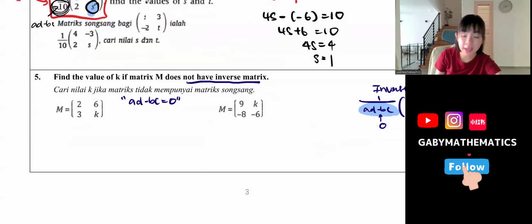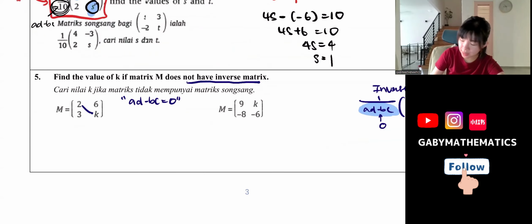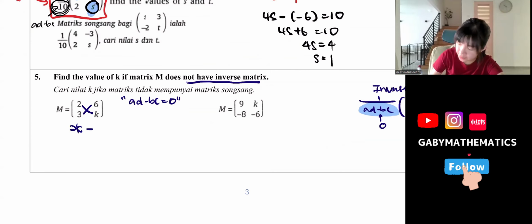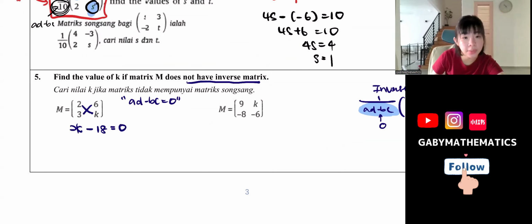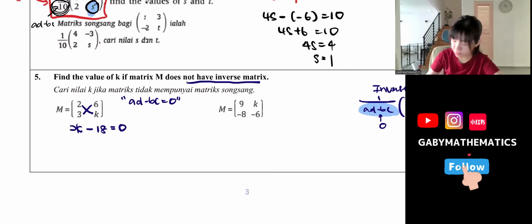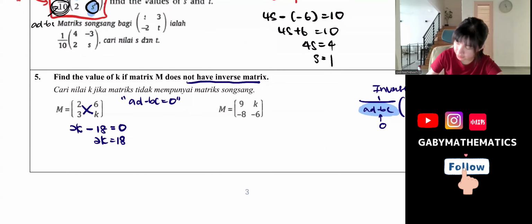Okay, so now you can find K. A times D minus B times C equals 0. 2 times K, 2K, minus 6 times 3, 18, equals 0. So 2K equals 18. K equals 9.